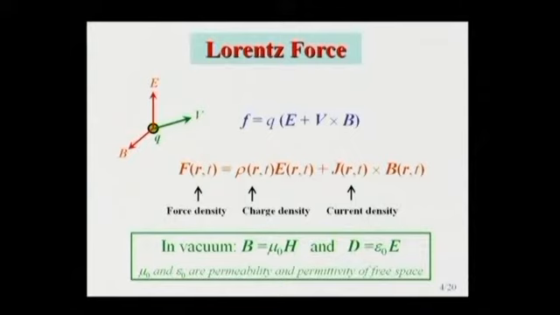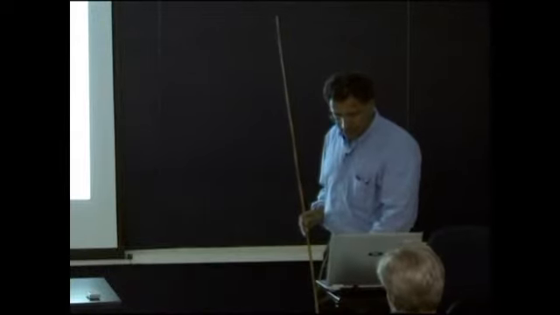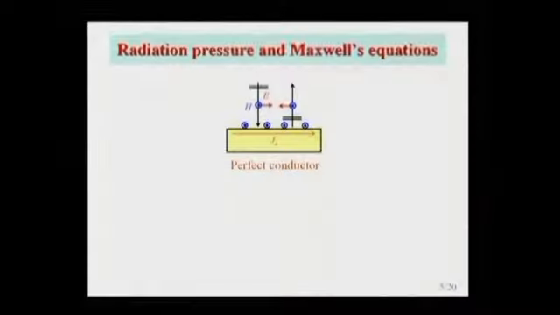And of course here in vacuum we know that B is related to the H field, and mu naught is the permeability of free space. That's just the constant in the SI system of units. But now let's see how Maxwell used this formula to understand the momentum of light. So his argument goes like this.